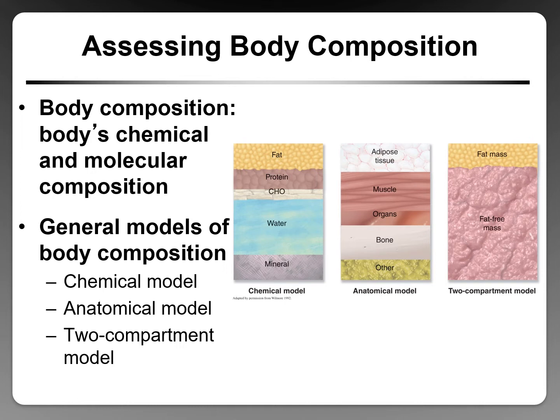We've got 3 different models. This model is the chemical model, looking at fat, protein, carbohydrate, water, and minerals. This is kind of what we just were talking about for most of this chapter thus far. We also have an anatomical model looking at bone, organs, muscle, adipose tissue. But typically what you see in the overall assessment of body composition is a 2-compartment model where we're measuring the fat and everything else, or the fat-free mass. So we'll talk about different ways to assess each of these 2-compartment model forms.